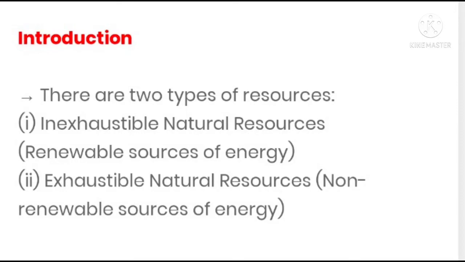So my dear students, in this lesson, firstly we are going to see the two types of resources. The two types are inexhaustible natural resources, that is, renewable sources of energy, and exhaustible natural resources, that is, non-renewable sources of energy. Let us learn about both of these in detail one by one.